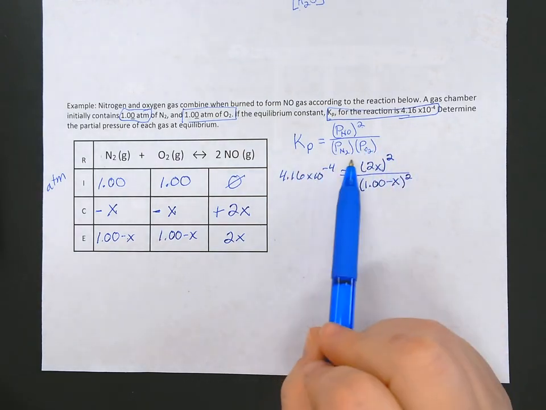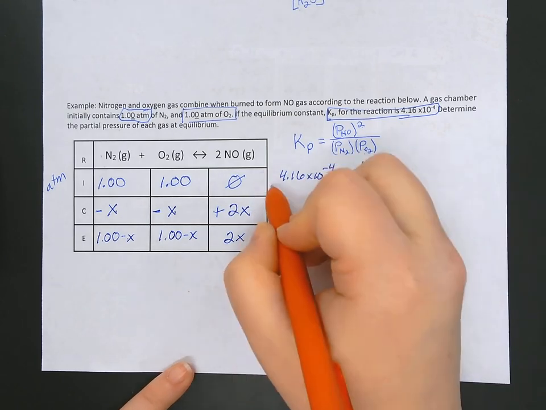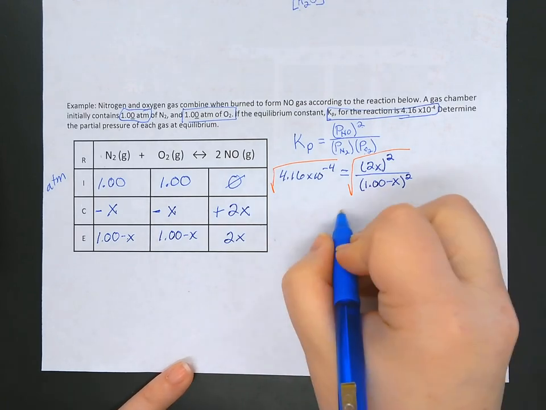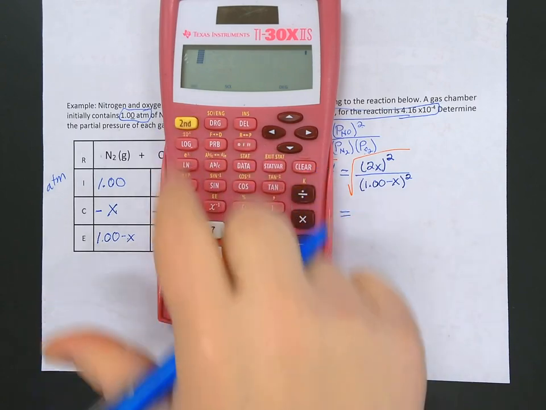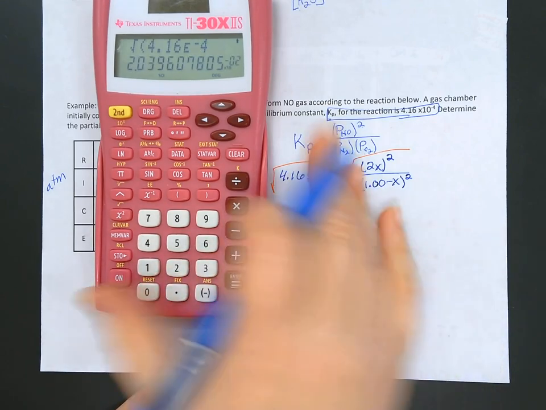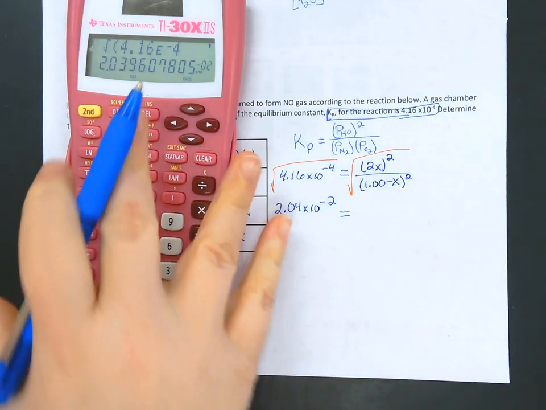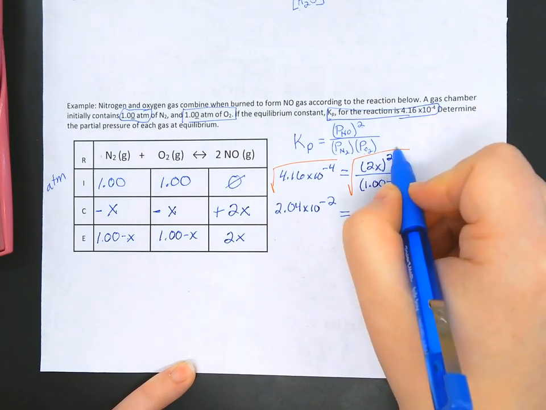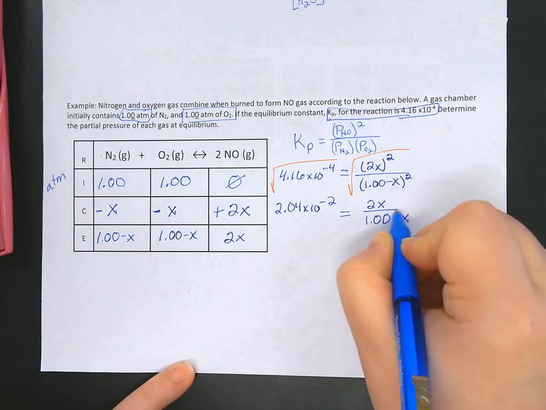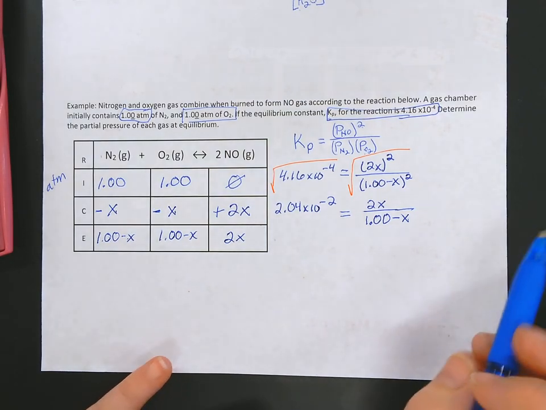Now, this may look really ugly, but we can start by simplifying it pretty quick. We've got squares on the top and bottom, so we can square root both sides of our equation and simplify things. So let's see what that does. On the left, it's going to square root our number. So the square root of 4.16 times 10 to the negative 4th. And we get quite the number here. So 2.04 times 10 to the negative 2nd. And the square root is going to cancel our squares. So we're going to have 2x on the top and 1.00 minus x on the bottom. All right, still not pretty, but doable.